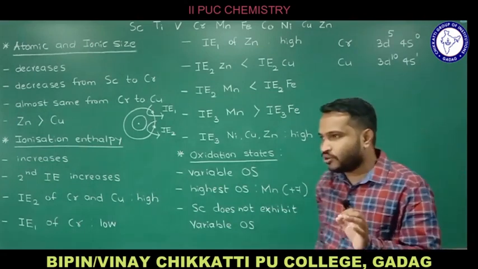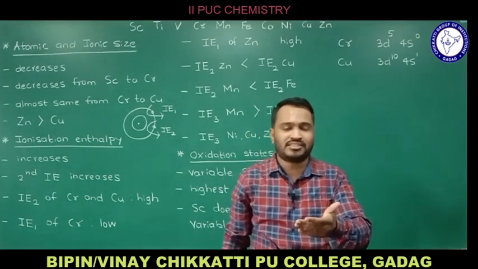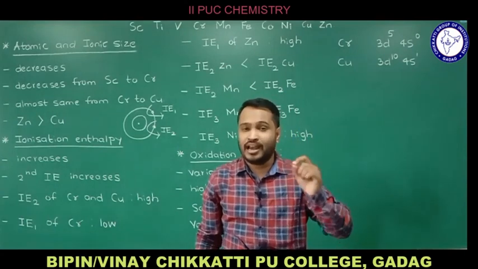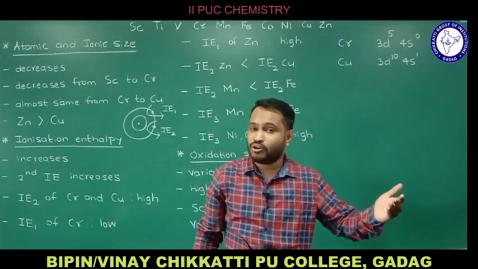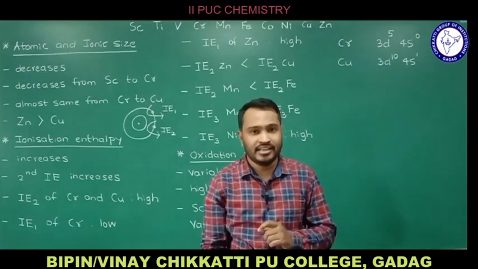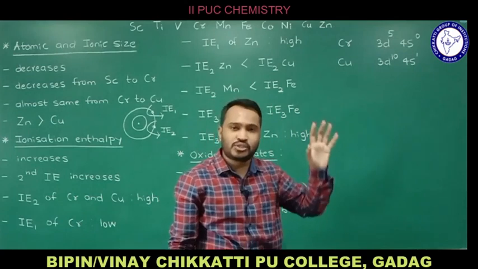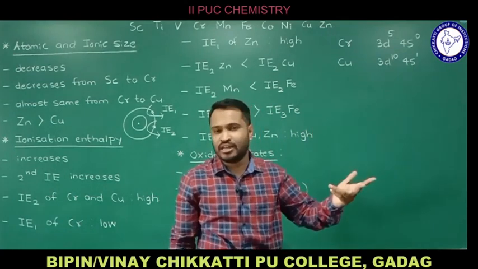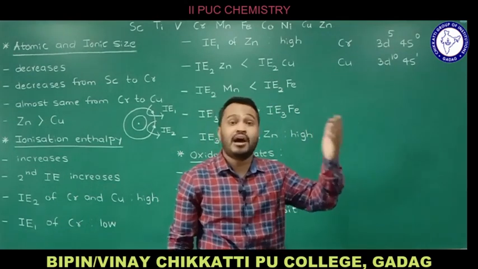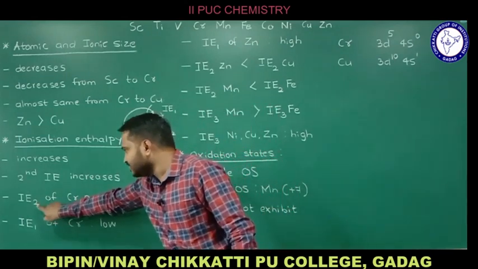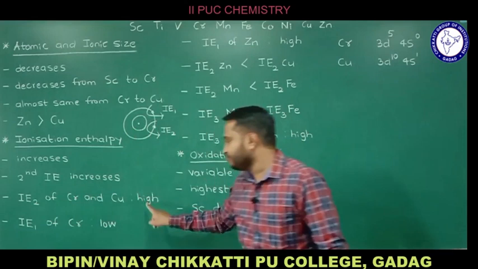Half filled atomic orbital is quite stable according to the extra stability rule. So it is difficult to remove an electron from a stable atomic orbital. Since 3d5 is a half filled atomic orbital which is quite stable, of course we can remove the electron from it, but we need a high amount of energy. So that's why the second ionization energy of chromium is high.